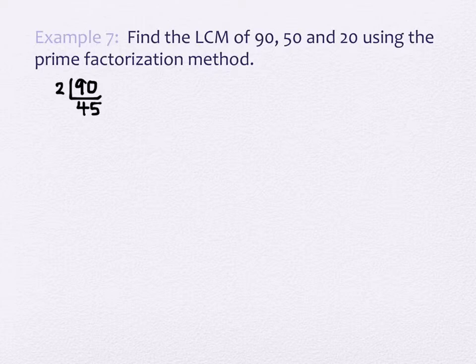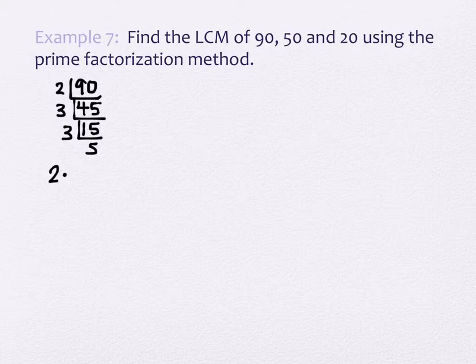Now we did 45 last time. While I know it does divide by 5, there's a smaller prime it divides by. It's 3, which gives me 15. And that gives me 3 and 5. So the number 90 is 2 times 3 squared times 5. Everybody's good with that, right? We've gotten quite good at that.